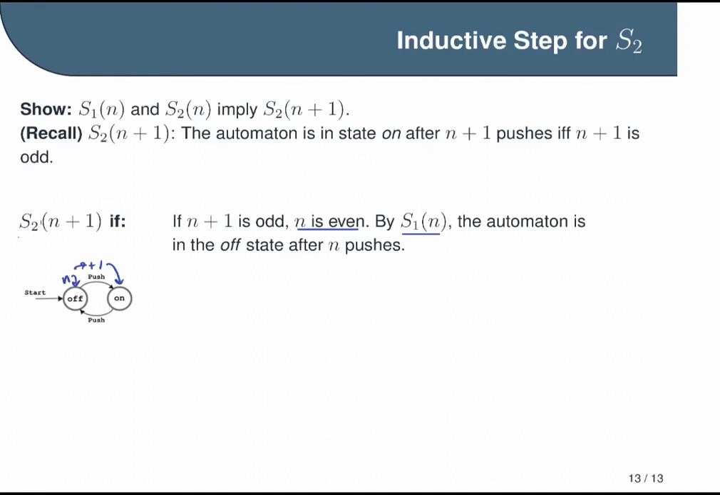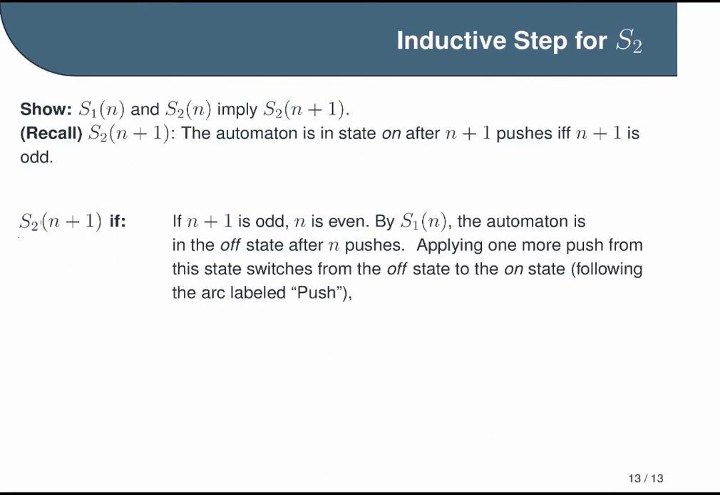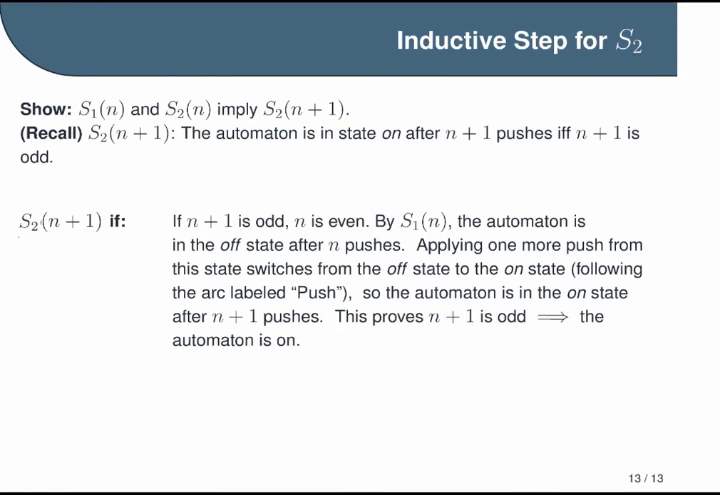So now to add this into our argument, we just say applying one more push from this state switches from the off state to the on state following the arc label push. So the automaton is in the on state after n+1 pushes, and this proves that n+1 is odd implies the automaton is on. So we've now established s2 in the if direction at n+1. All that remains to do now is show the only if direction, and then we will be finished.